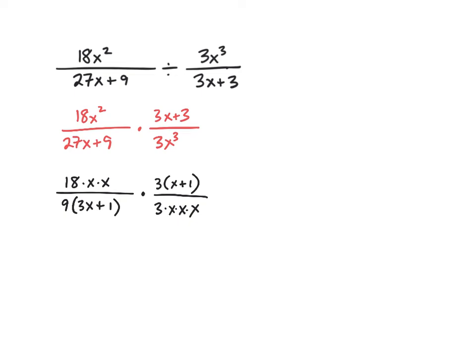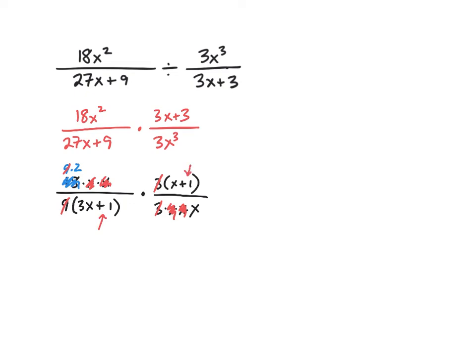18, I don't see an 18, but if I want, I can factor that into a 9 times 2. And now I can go ahead and cancel a 9 over a 9. I don't have a 2 to cancel, but I see an x that I can cancel. I see another x that I can cancel. I see a 3 over a 3 that I can cancel. I cannot cancel these plus 1s. They are part of other factors.